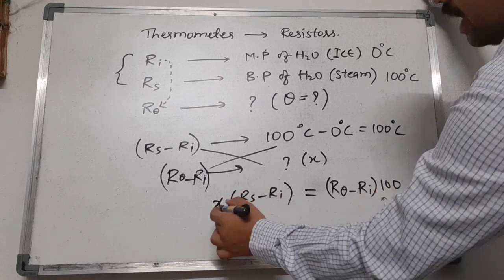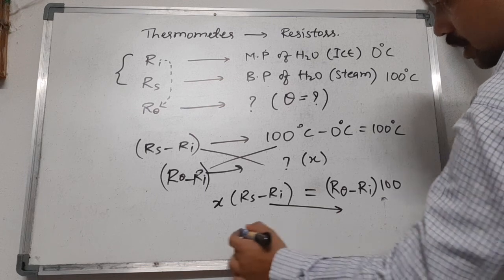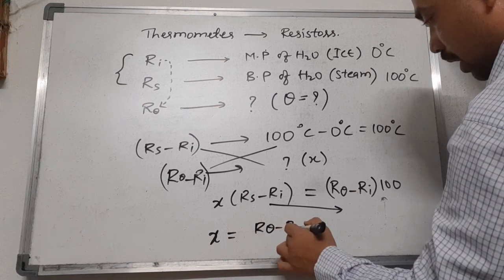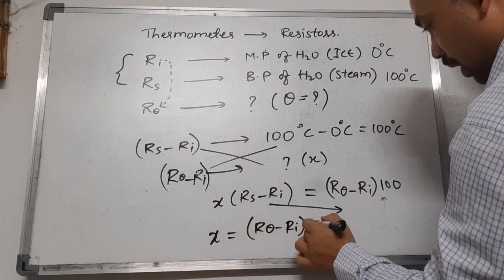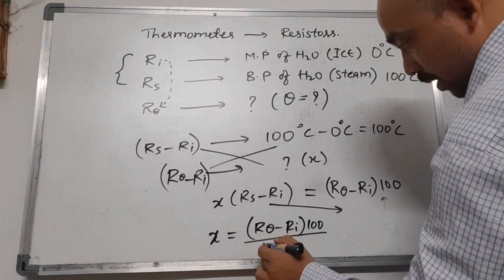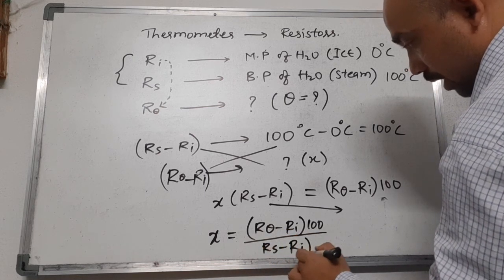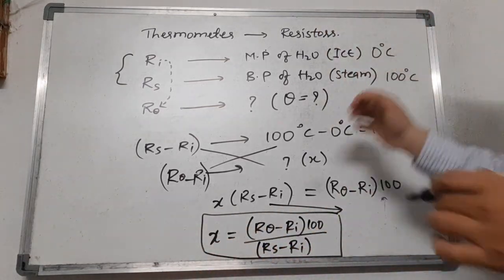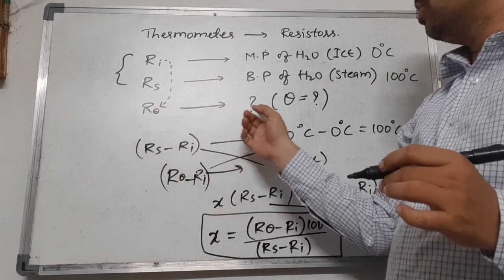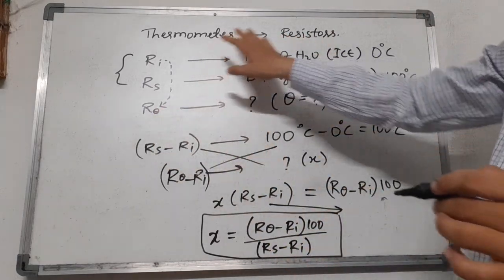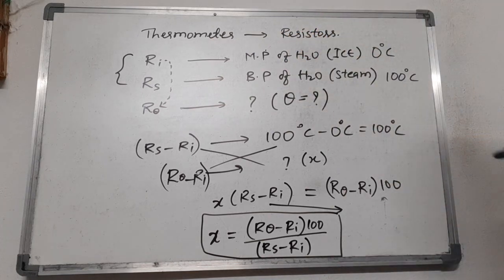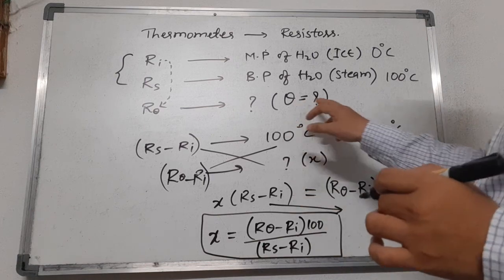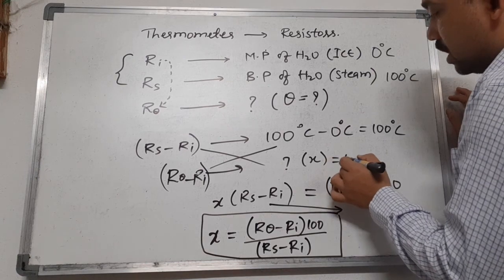Okay. Now I want X value, so you cross multiply this one to this side. So what you will get? X is equal to R theta minus Ri into 100 divided by Rs minus Ri. This is our formula to calculate the temperature corresponding to a known resistance when the thermometer is constructed using resistors. Then theta is nothing but x only, x is theta here, right?